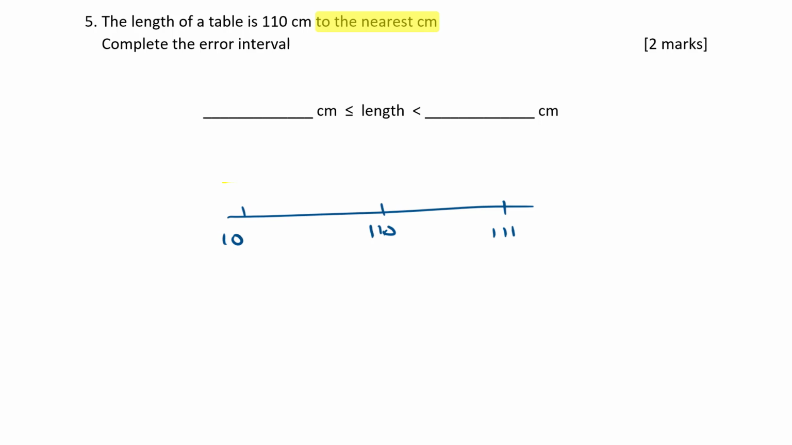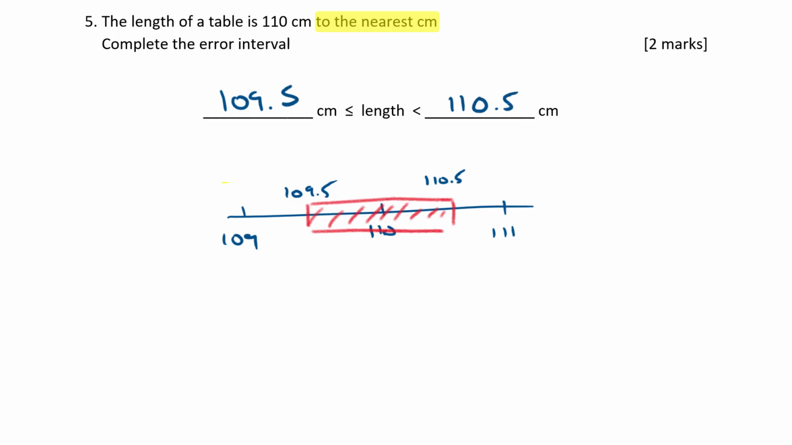Now the numbers that round to 110 are the numbers that are going to be halfway or closer to 110. So there's all these numbers in here. These are the ones that round to 110, aren't they? And halfway between 109 and 110 is 109.5, and halfway between 110 and 111 is 110.5. So they're going to be my boundaries. Now notice really 110.5 would round up, which is why you've got this strictly less than sign in here.